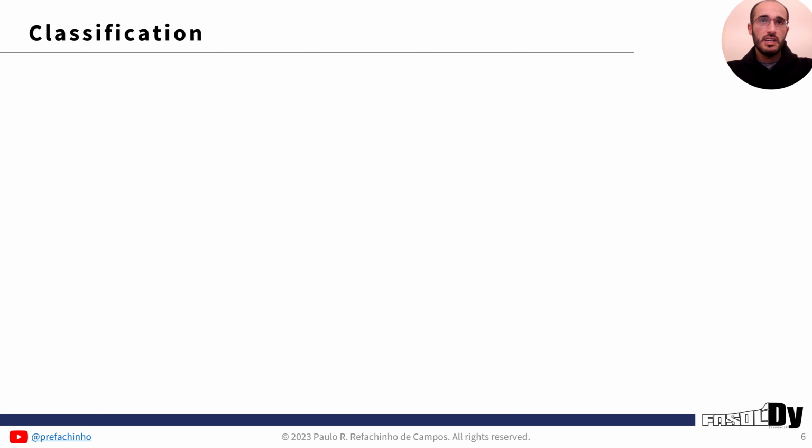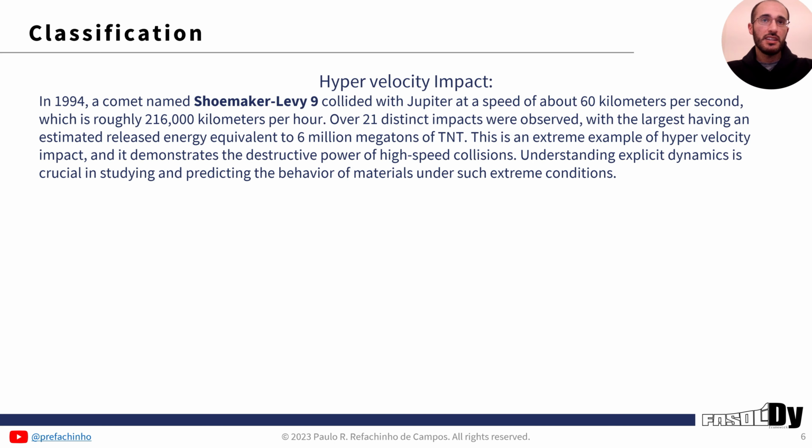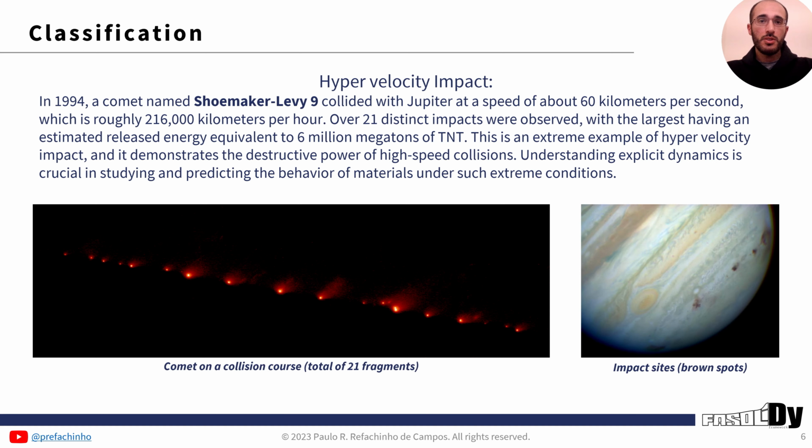As a curiosity, if you get interested in the topic of hypervelocity impact, you can research about the Shoemaker Levy 9. That was a comet that collided with Jupiter in 1994, and the impact speed was about 60 kilometers per second. So that's roughly 216,000 kilometers per hour. So we have some photos here showing there were 21 fragments of this comet impacting against the surface of Jupiter.